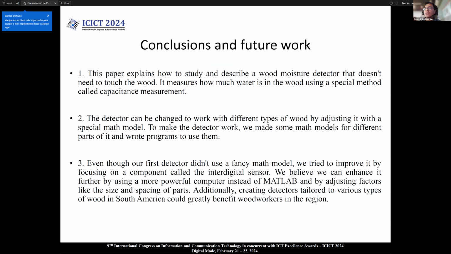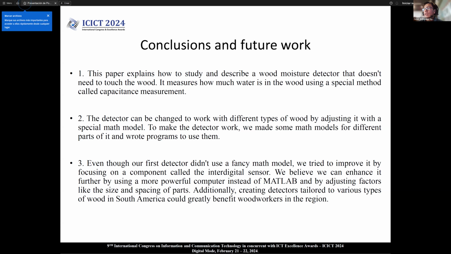Conclusions and future works. This paper explains how to study and describe the wood moisture detector, or the moisture sensor, that doesn't need to touch the wood. It is not invasive. It measures how much water is in the wood using a special method called capacitance. The detector can be changed to work with different types of wood by just adjusting it with a special math model. To make the detector work, we made some math models for different parts of it and wrote programs to use them. Even though our first detector didn't use a fancy math model, we tried to improve it by focusing on a component called the interdigital sensor.